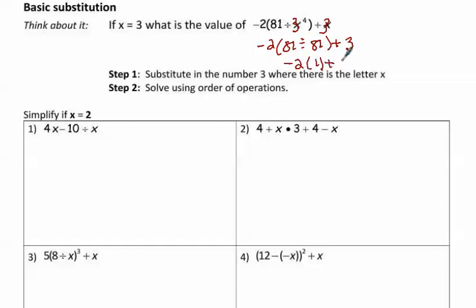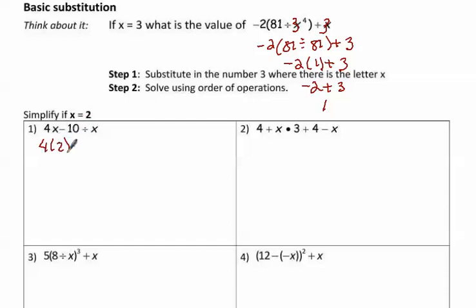Next, I do multiplication or division from left to right. So negative 2 times 1 is negative 2 plus 3. Now I do adding and subtracting from left to right. Negative 2 plus 3 is 1. So in the following examples, simplify using x is equal to positive 2.